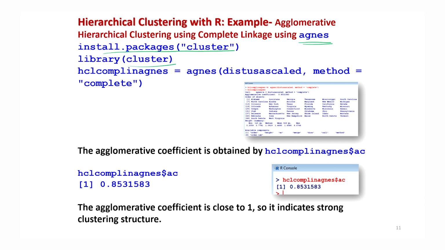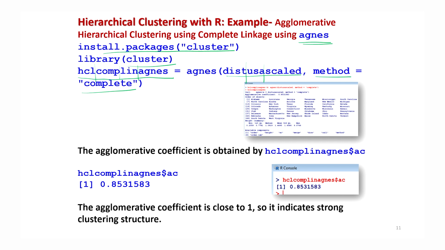I install it and load it, and then use my data, which was the distance matrix based on the scaled USA data. The same data I am going to use with method equal to complete. That means I now use the complete linkage method with the agglomerative command agnes, and I save the outcome under the name hc agnes comp link, meaning hierarchical clustering with complete linkage with agnes.